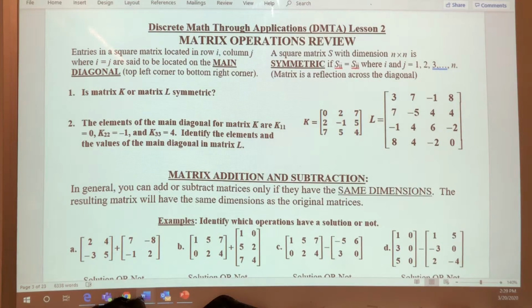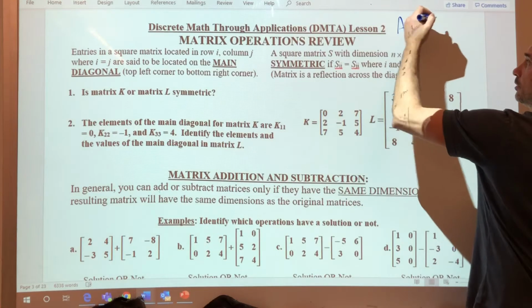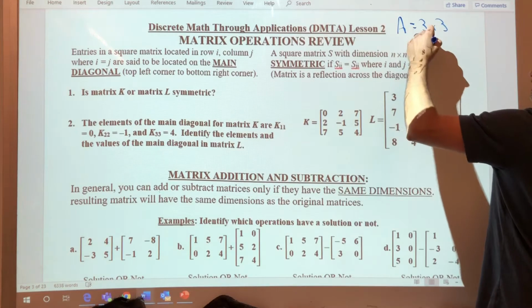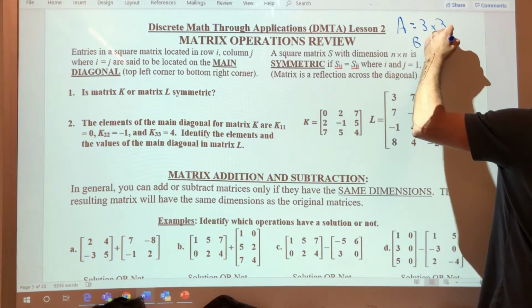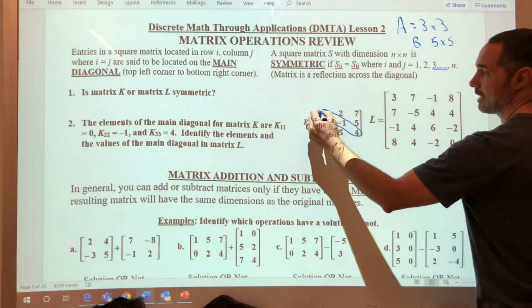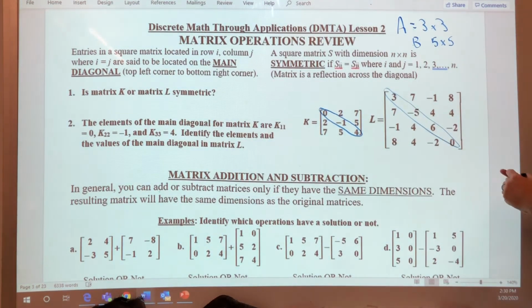So the entries in a square matrix located in row i, column j, where i equals j, is said to be a main diagonal, top left corner to the bottom right corner. So what that means is if I have a matrix like A, matrix A has the dimensions 3 by 3, or if matrix B has the dimensions 5 by 5, could be 4 by 4 as well. That means that there's a main diagonal, and on that diagonal is an element from each row and each column. So top left corner to bottom right corner is what the diagonal is.